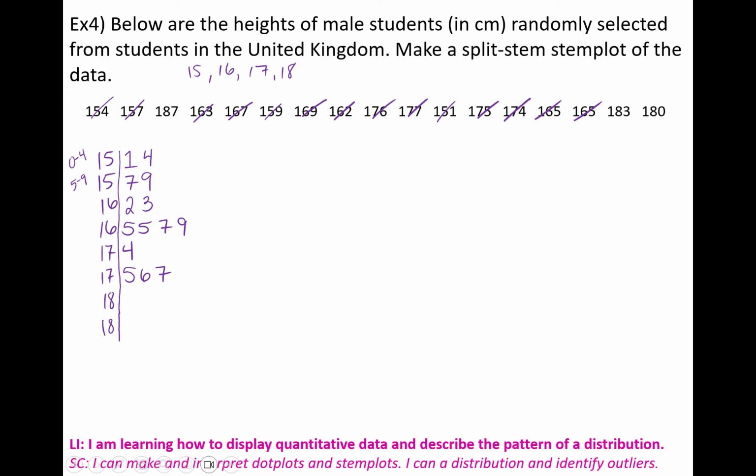Then I go to the 180s and I do the lower numbers first. I have 180 and 183, so 0 and 3. And then finally 187 goes in the higher group. I need to make sure that I include a key.